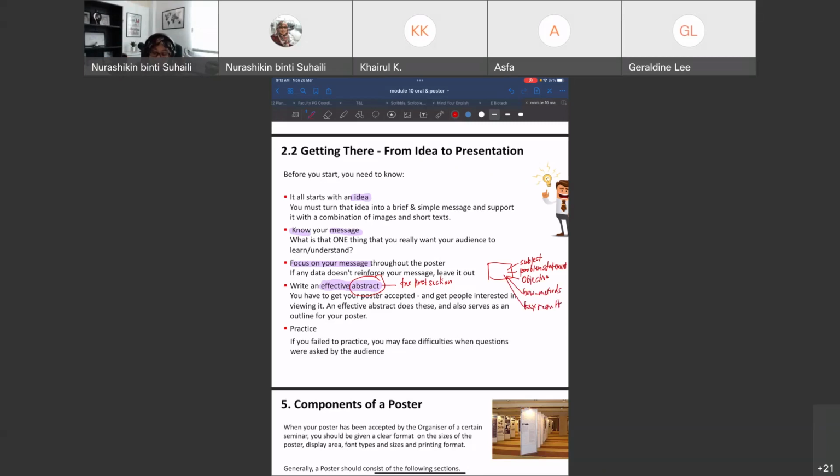So that is the abstract, and it should be placed on top of the poster. That would be the first section that people will digest on the poster. So it should be effective. How to write an effective abstract? You must develop skills.